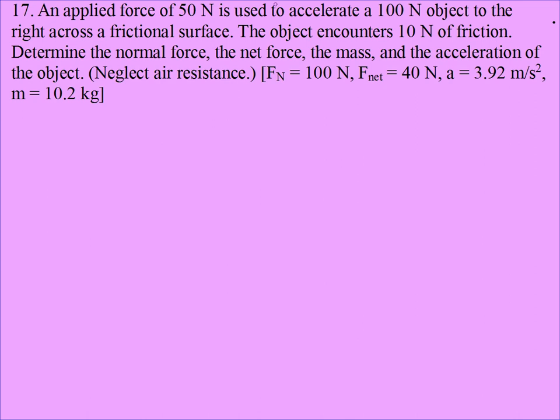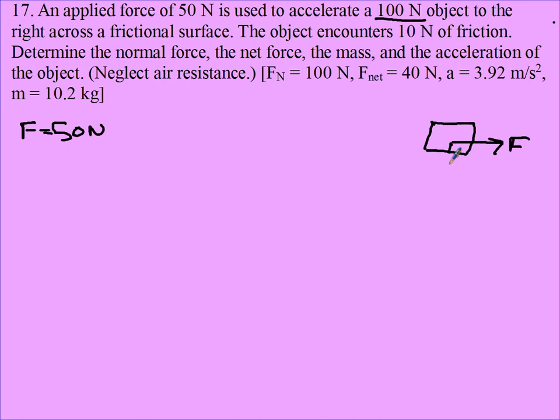Now I have an applied force of 50 newtons that accelerates a 100 Newton object to the right across a frictional surface. It encounters 10 newtons of frictional force. Okay, we have to have a free body for this one. Here's my block. Now I have an applied force of 50 newtons. So F equals 50 newtons. Don't try and write this on your free body diagram. Just label it F and then write what F is over here. It's used to accelerate a 100 Newton object.